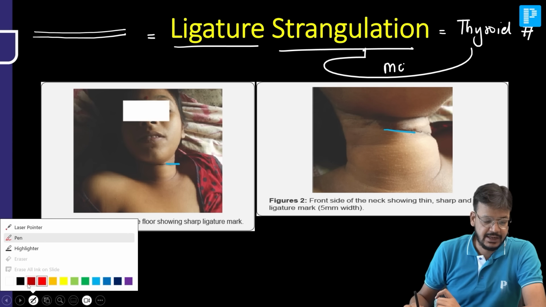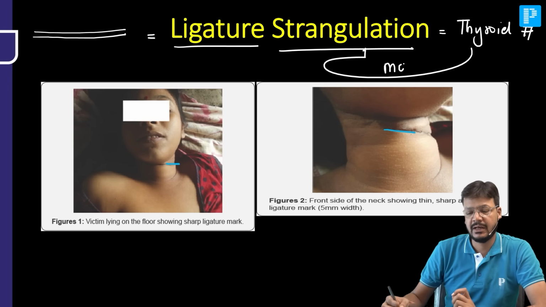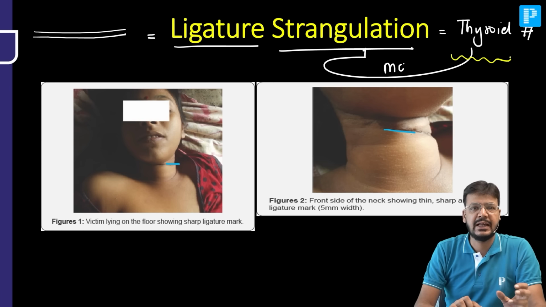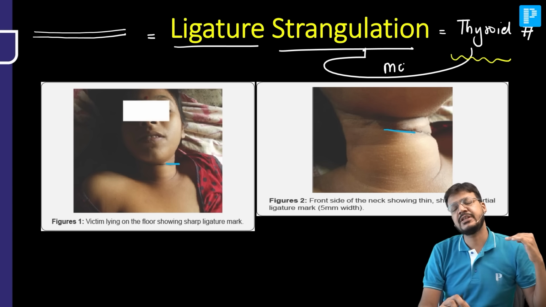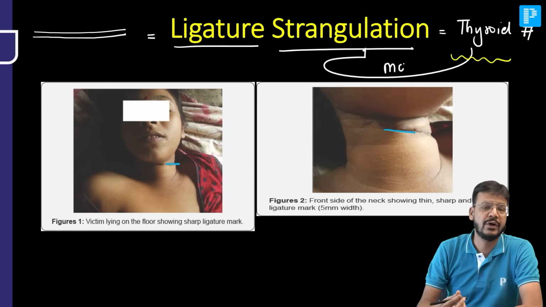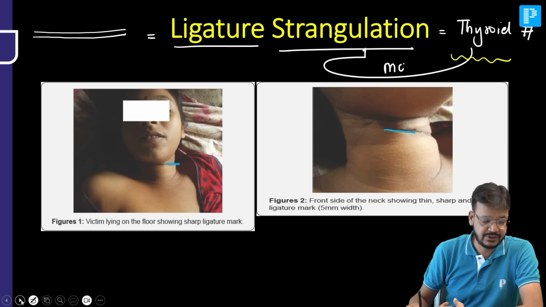Friends, here as you can see, we have a transverse ligature mark, and thyroid cartilage fracture is most common in ligature strangulation. So we see the transverse ligature mark, thyroid cartilage fracture, and after dissection you will see contusion or hematoma. So hematoma beneath the neck structure is found in ligature strangulation.